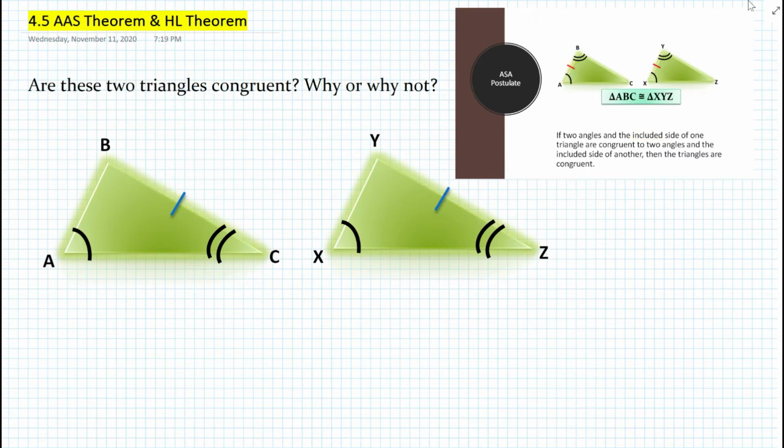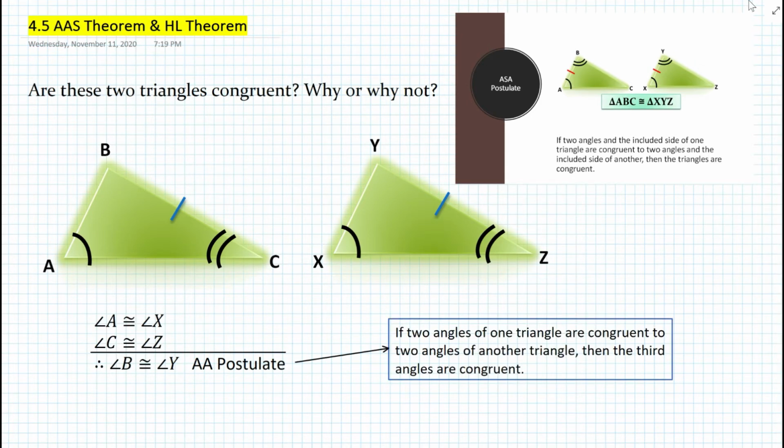The fact that we have two angles in triangle ABC congruent to two angles in triangle XYZ, namely, angle A is congruent to angle X, and angle C is congruent to angle Z, then what can we say about the third angles? Must they be congruent as well? Well, the answer is simply yes. Therefore, angle B is congruent to angle Y because of the AA postulate. Remember, the postulate states that if two angles of one triangle are congruent to two angles of another triangle, then the third angles are congruent.